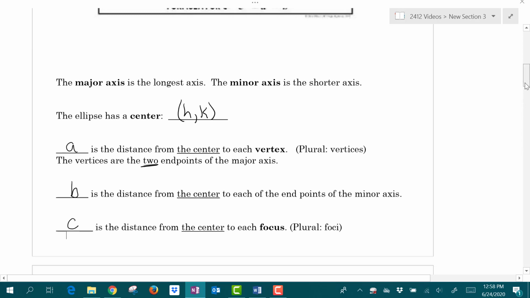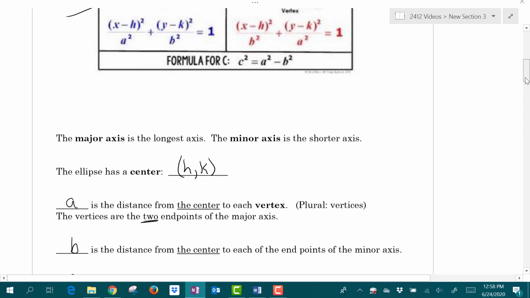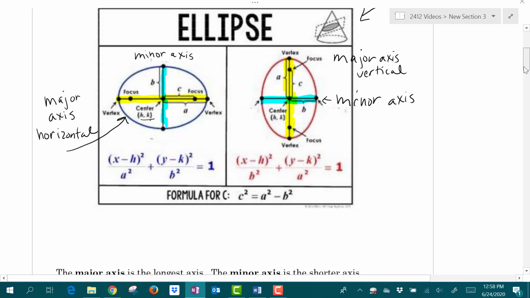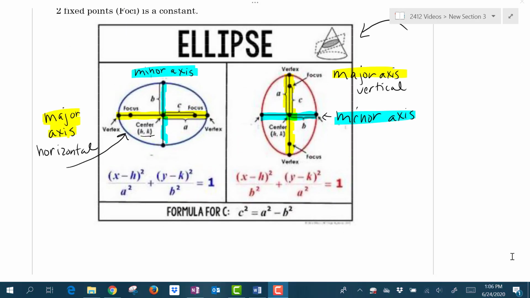Alright, let's go back up here and talk a little bit more about these pictures. When we're looking at the equations of the ellipse, there's a few things that we need to point out. First off, we're going to see that we have the x minus h, so x and h still go together, and we have the y minus k, so y and k still go together. And this is true for both of these equations.